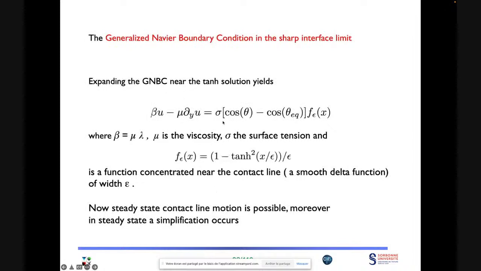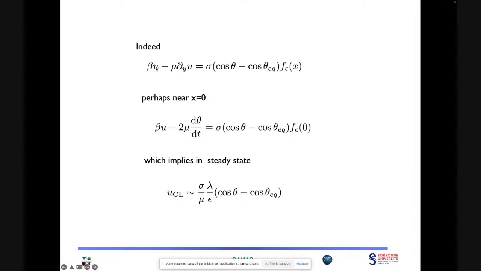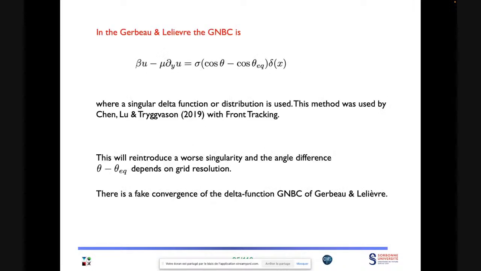Expanding the GNBC near the Tench solution yields an expression like this, where F epsilon is now not a function of the other parameter, but an explicit function of Tench H. It's like a regularized delta function. And now you have steady state contact line motion possible, and a simplification occurs: in steady state, d theta dt is 0, and we get the contact line velocity as a function of the GNBC parameters. That's a very nice result, which shows that you completely eliminate all the singularities, as you could not do with just the simple Navier slip.